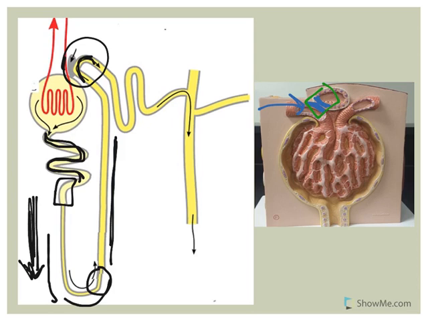That structure's function is regulation of GFR, which is glomerular filtration rate. So the juxtaglomerular apparatus, its role is in regulation of glomerular filtration rate. So it's very important that you know that.